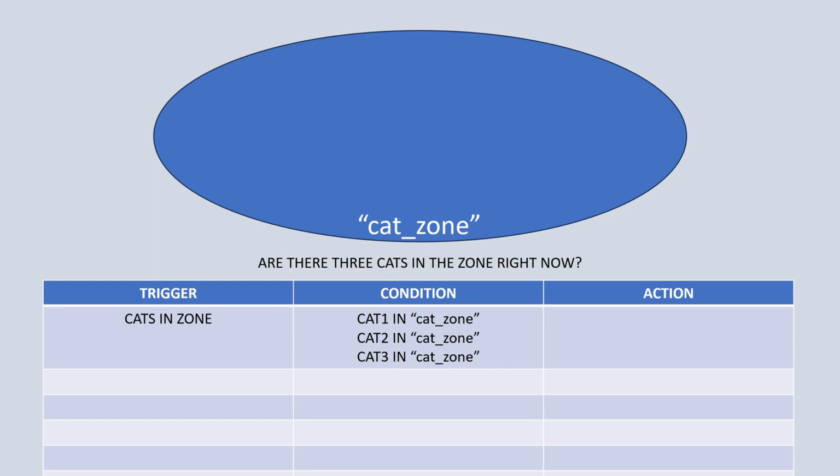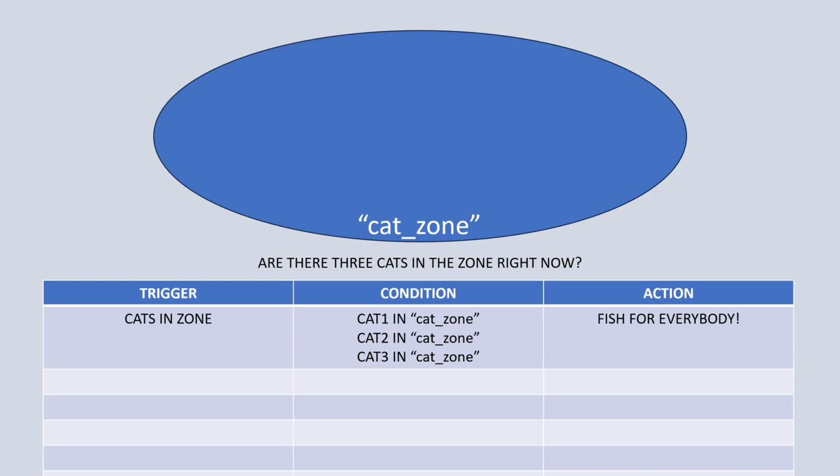Next, we will make a list of conditions. These are conditions that must happen in the mission at the exact time this trigger looks at it. The trigger will not fire unless all conditions are met. In this case, the conditions are that Cat 1, Cat 2, and Cat 3 are all within the cat zone at the same time.